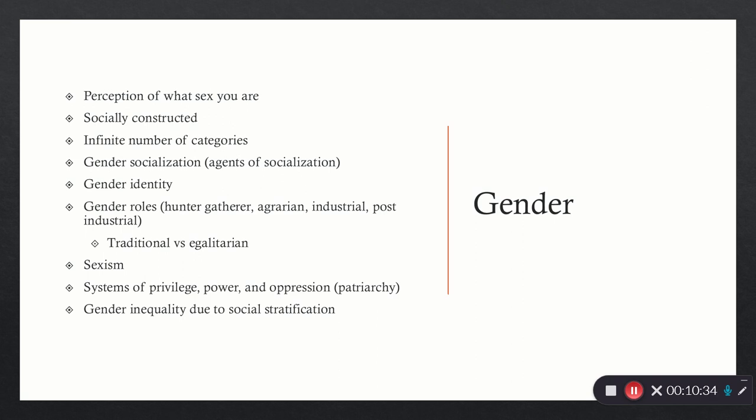So again, once you discover what sex you are, then you learn the expectations, the rules, and the behaviors that are attached to that sex, and then you begin to model and adopt that sex. Then your gender identity starts to develop as male, female, or another category. Okay? Gender roles are attached to the sex that you decide to identify with.